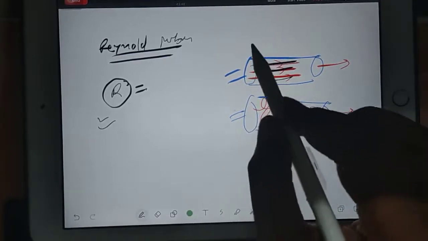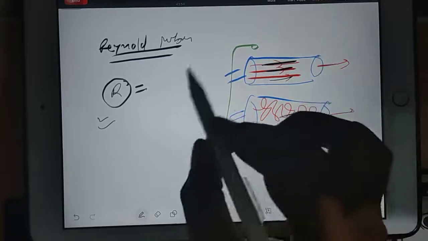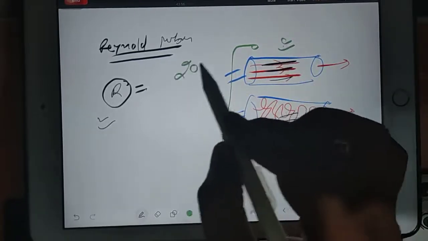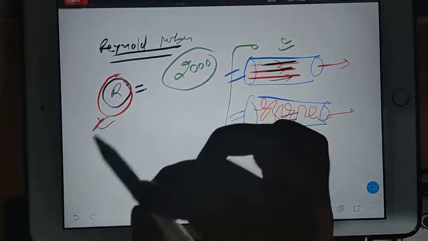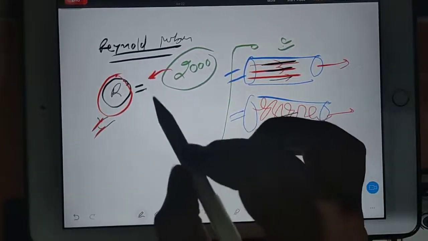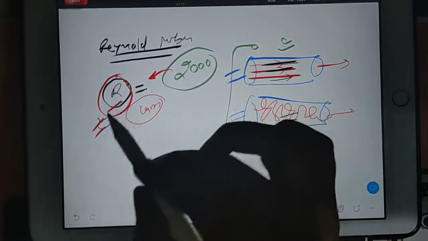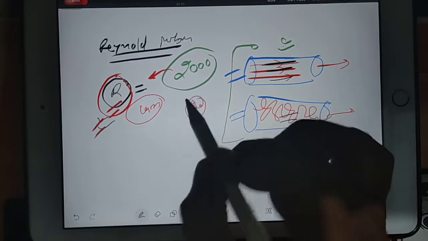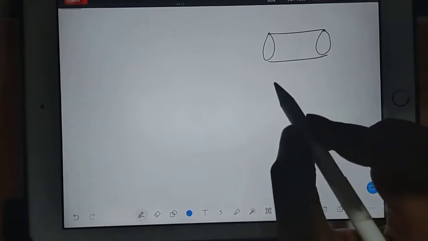Actually, for different flow conditions, we have different Reynolds number limits. For example, in this condition, the number is 2000. If the Reynolds number you calculate is less than 2000, then the flow will be laminar. Otherwise, if your Reynolds number is more than 2000, then you can say it will be turbulent. Actually, in every special case, for example, just now I took a cylindrical pipe, I can also take a flat plate.